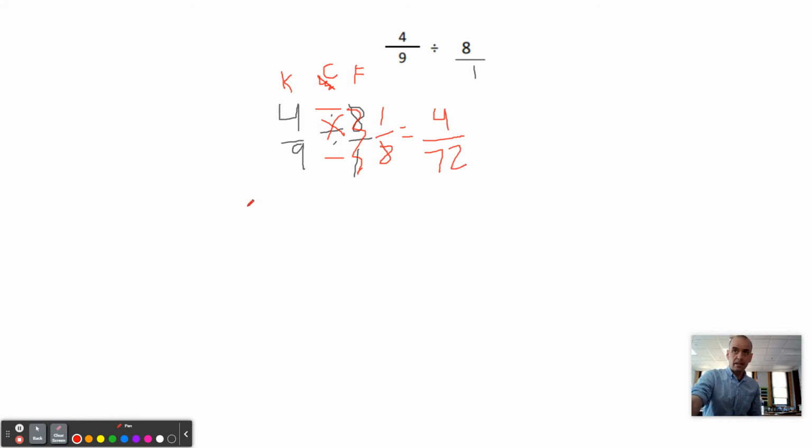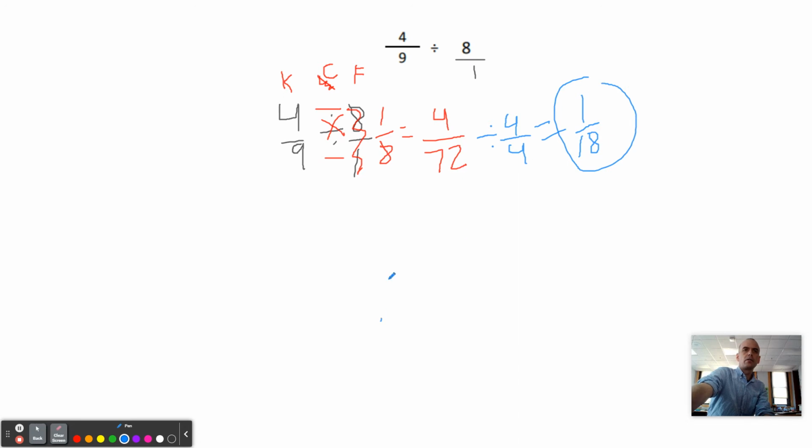Now we happen to have something annoying here. We have to simplify. So what goes into 4 and 72? Hint, 4. Okay, always try the numerator. So 4 divided by 4 and 72 divided by 4. 4 divided by 4 is 1. 72 divided by 4 is 18.